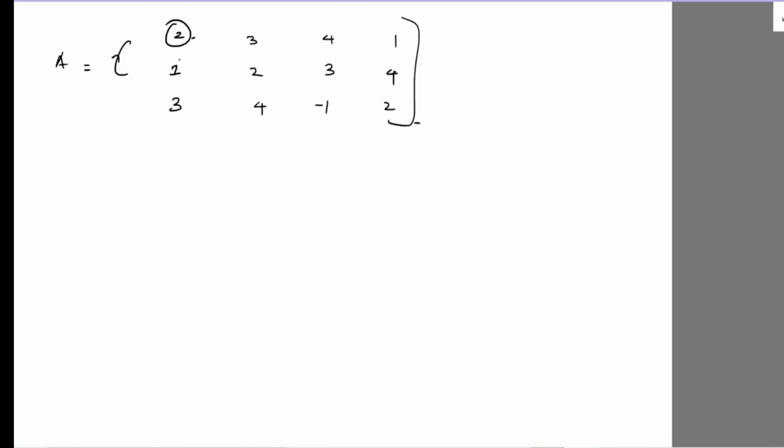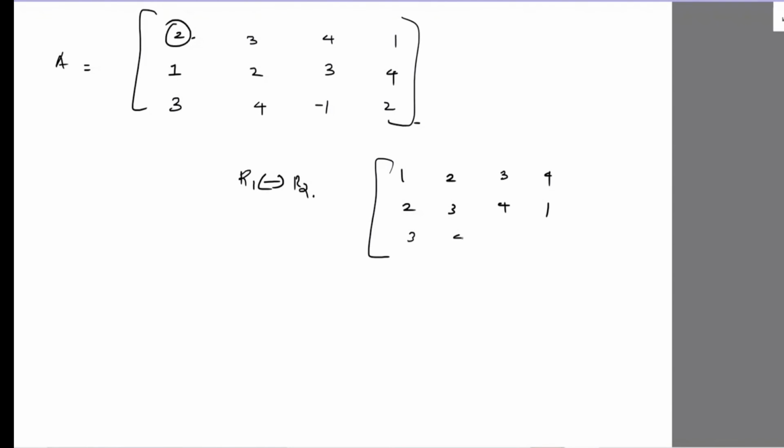If the leading coefficient is 1, we can make all the entries below it as 0 very easily. So to make the steps easier, I am interchanging R1 and R2, because in R2 the first element is 1. Now it becomes 1, 2, 3, 4; 2, 3, 4, 1; 3, 4, minus 1.